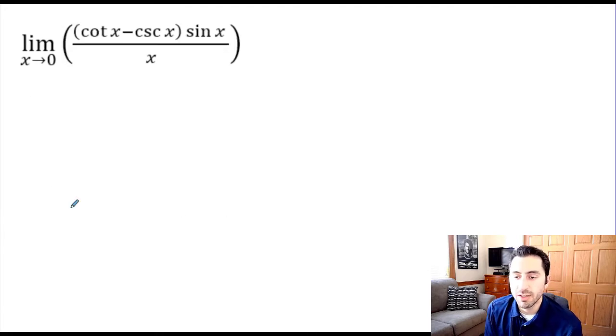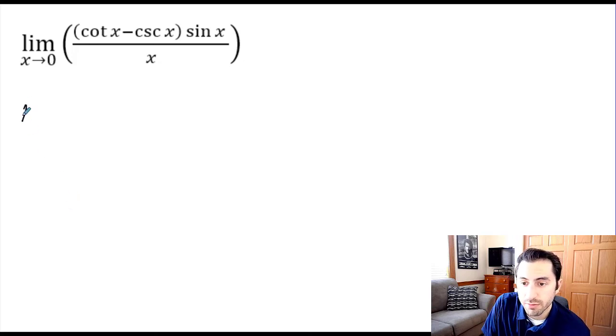The limit as x approaches 0 of the cotangent of x minus the cosecant of x, and that whole thing is times the sine of x, and then this is divided by x. So in this case, there's not much we can simplify, but what we can do is we can rewrite everything in terms of sine and cosine. So let's start with that.